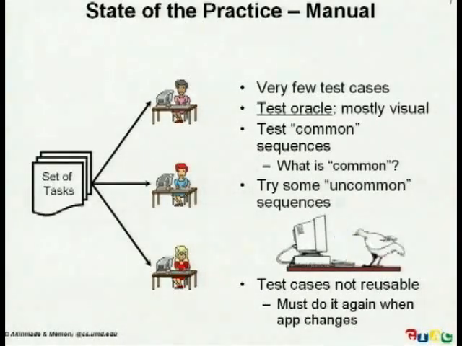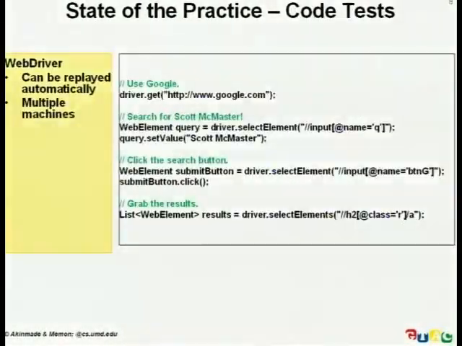You must do this again when the application changes. Right? So that's one level of testing. There's another level, which is coding tests. All right, so WebDriver tests. Go to google.com, type in something in the query, and then hit the submit button. With WebDriver, you can do this automatically. You can run things automatically. You can spread them across multiple machines. That's very nice. When you have regression testing, when the application evolves, it's not clear what happens to many of these test cases. Depending on how the tests are coded and what kinds of changes are made, a lot of tests become unusable. So that's still a problem.